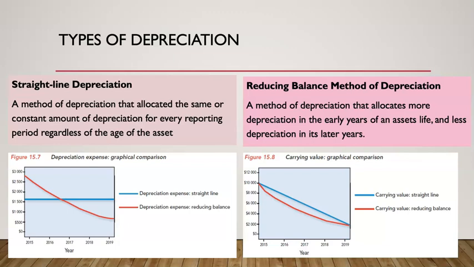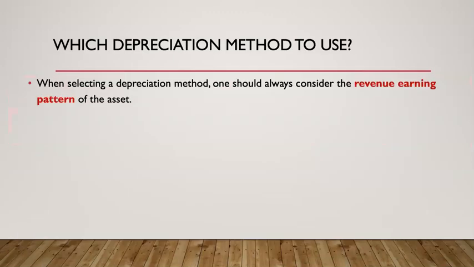amount per year. Reducing balance, because we have more depreciation at the start of its life, is going to have a reduced carrying value compared to straight line at the start. But this gap is going to close as it has less and less depreciation per year compared to straight line depreciation. Again, these are the theories. Examples will make it clearer.